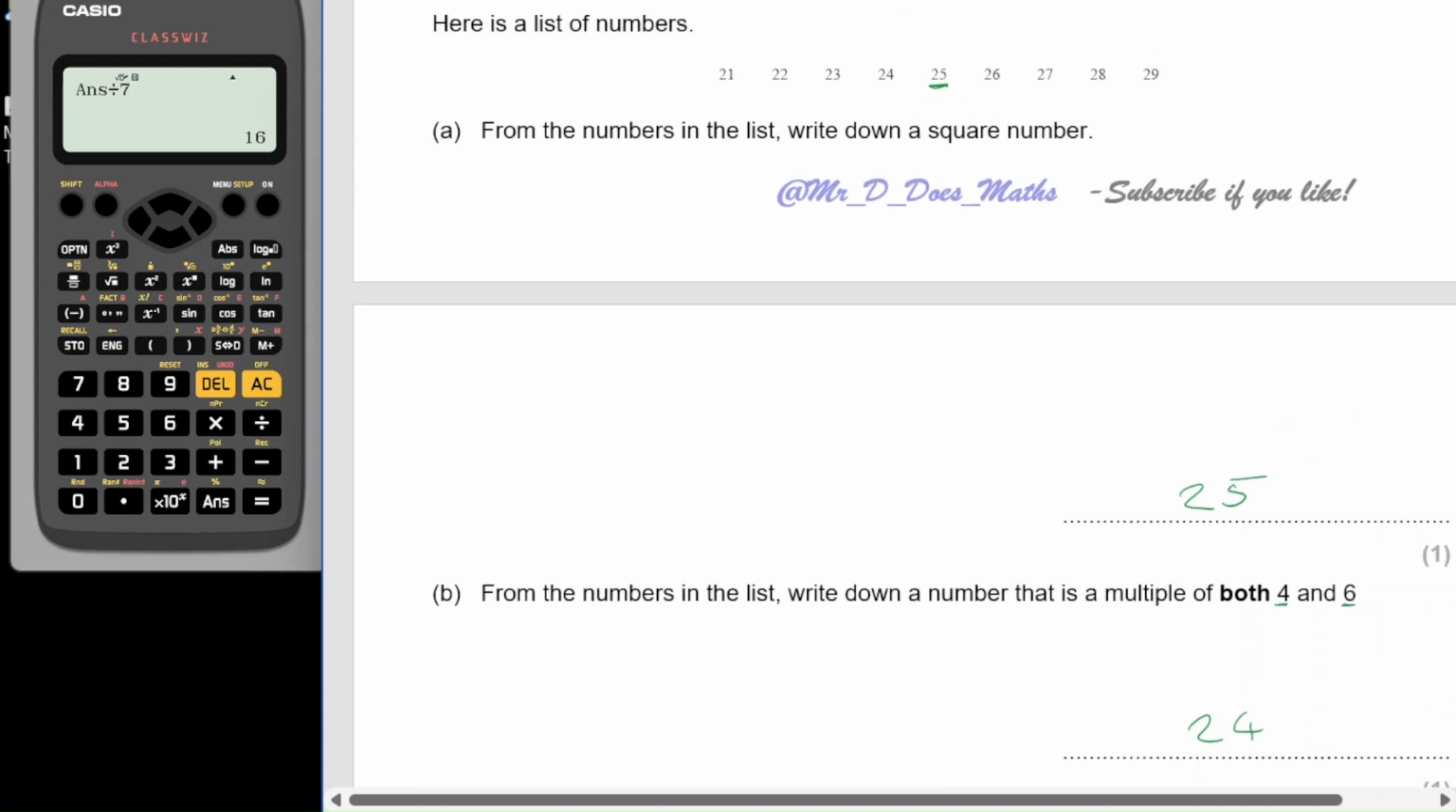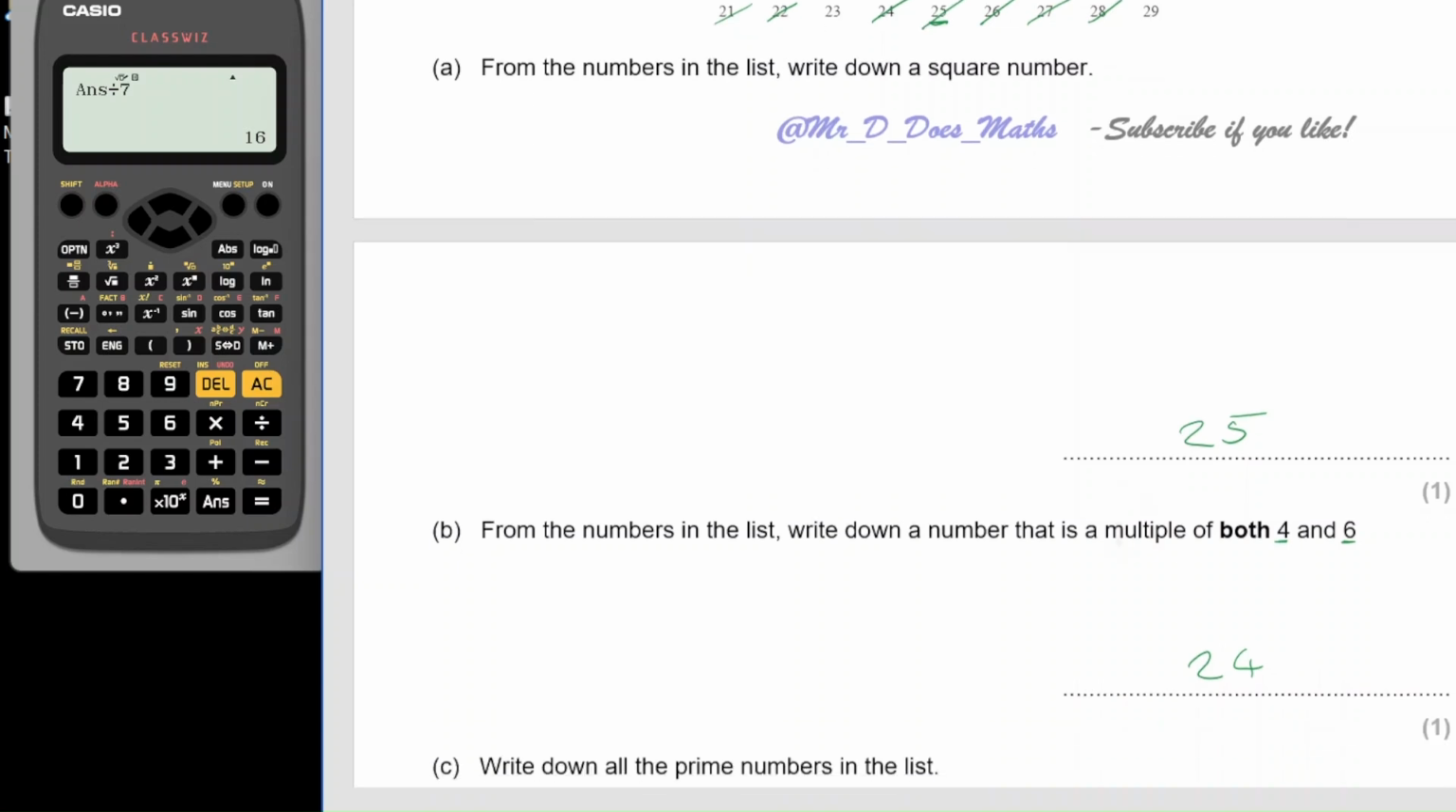I find it useful to cross out all my even numbers, and that's 2's there. Then cross out all my multiples of 3. And then look for others. We've got multiples of 5 there. So we've just got 23 and 29.